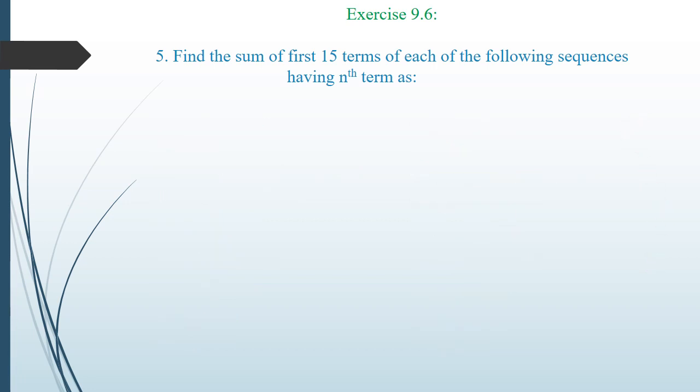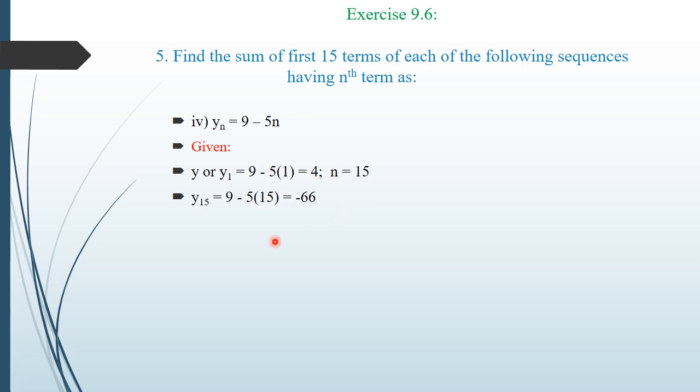Coming to the last sub question of this question number 5, that is yn equal to 9 minus 5n. Here instead of a, he has mentioned y. No problem, again we'll solve in a similar manner. First I'll calculate the first term, that is y1 is equal to 9 minus 5 into 1, that will give me 4 and n is 15. And the last term, that is the 15th term, will be 9 minus 5 into 15, that will give me minus 66 here. Further applying the same formula, Sn equal to n by 2 into a plus l.